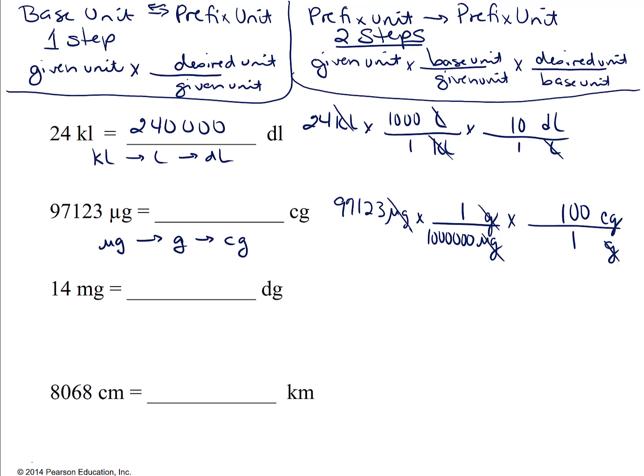So multiply everything across the top, 97,123 times 100, and then divide it by a million. When doing the unit conversions, don't round or anything, just keep that number. 9.7123.